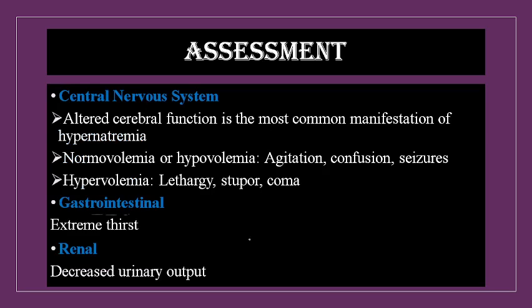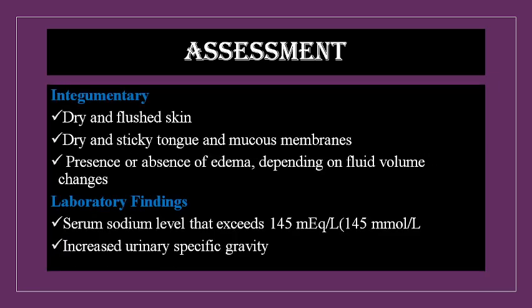Central nervous system: altered cerebral function is the most common manifestation of hypernatremia. In normovolemia or hypovolemia, we will see agitation, confusion and seizures. In hypervolemia, we will see lethargy, stupor and coma. Gastrointestinal, we will see extreme thirst. Renal, decreased urinary output. Integumentary system, we will see dry and flushed skin, dry and sticky tongue and mucous membranes, presence or absence of edema depending on fluid volume changes.